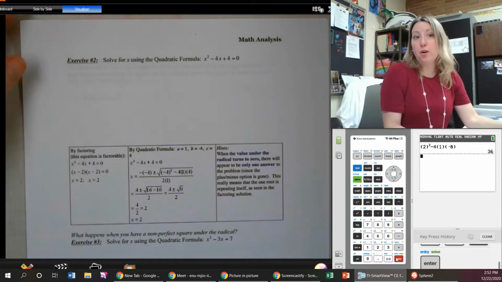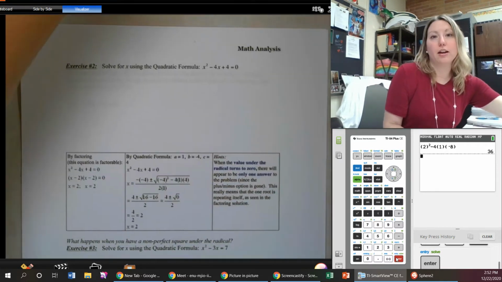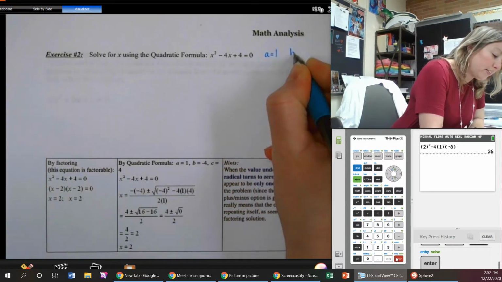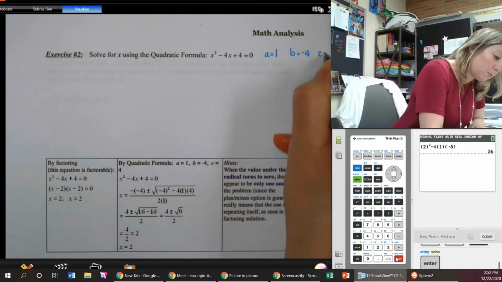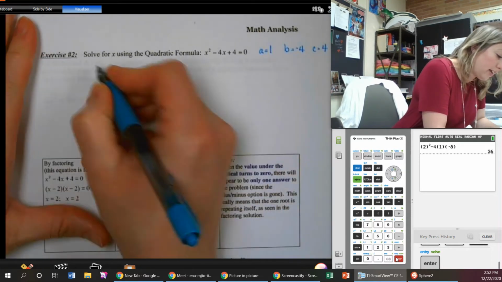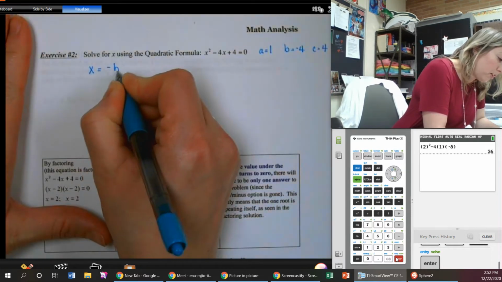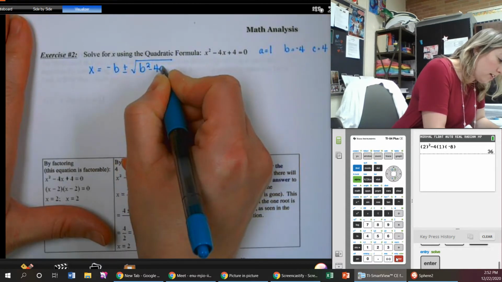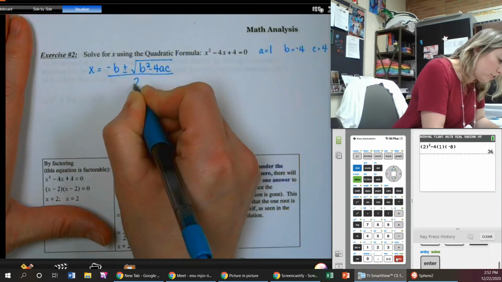Already standard form, sweet. Let's find our A and our B and our C. So easy. A is 1, B is -4, and C is +4. So let's plug in again. X equals -b plus or minus the square root of b squared minus 4 times A times C, all divided by 2A.